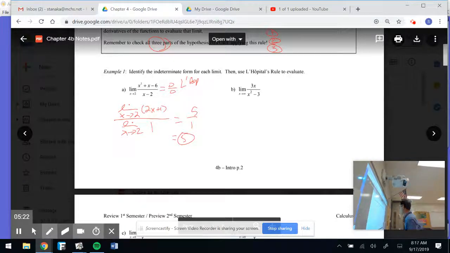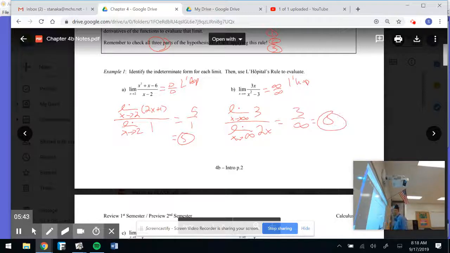Let's check the next one. Direct sub, infinity over infinity. Do it, class. All right, and then what do I have to do? I have to split that limit into the numerator, take the derivative, split that limit into the denominator, take that, sub in that infinity. I get 3 over infinity. What's that, class? That is 0.